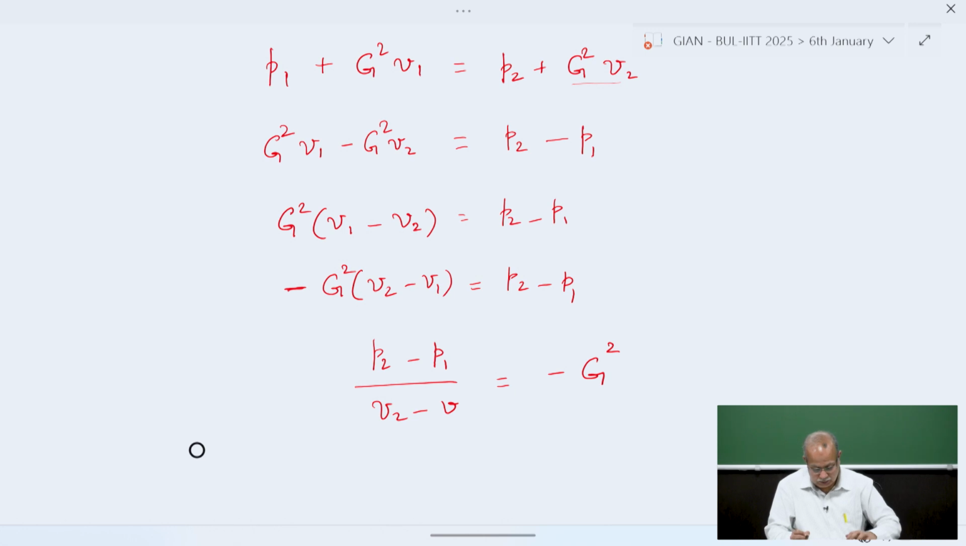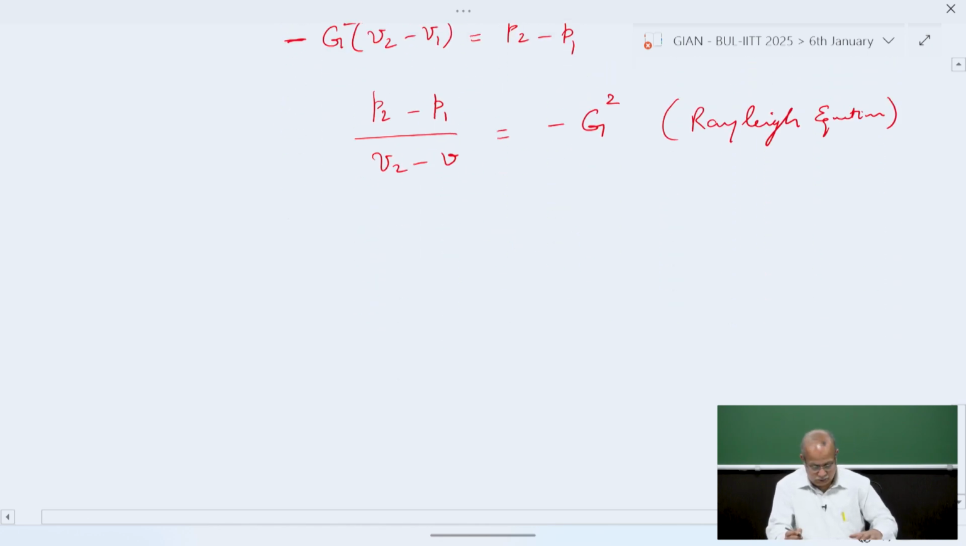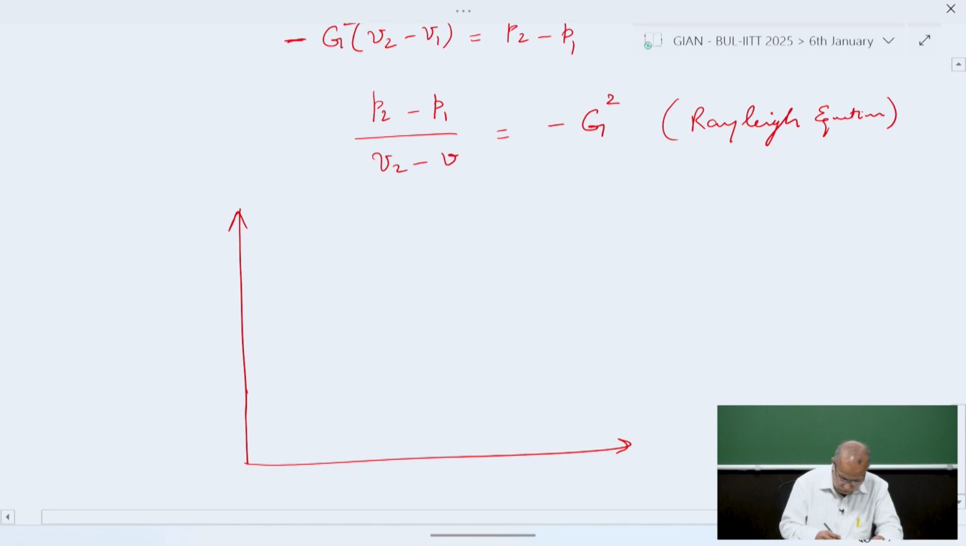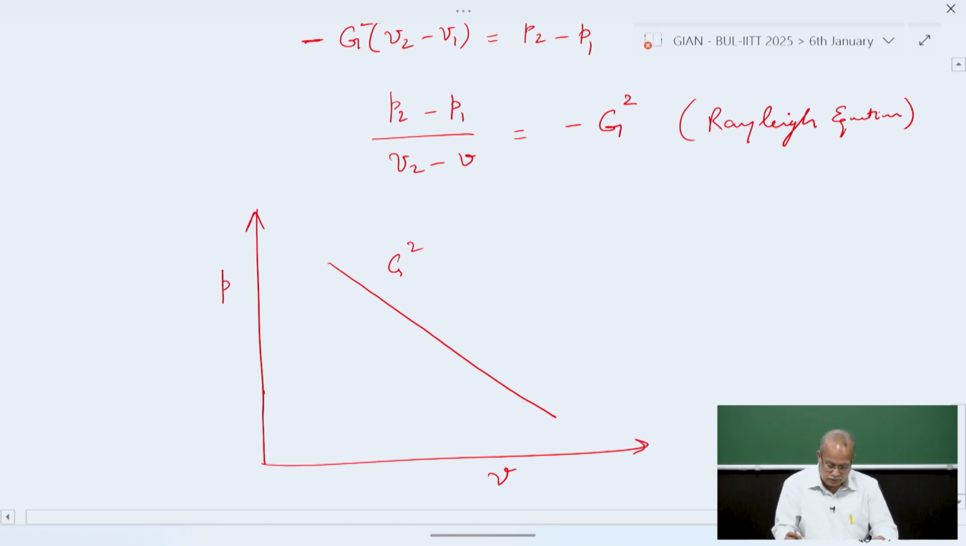This is clear. So this is what we call as the Rayleigh equation. So what it means here is that for a flow with this pressure and specific volume, the mass flux here is because of minus, so this is minus G square. This is the slope, negative slope here, G square. And this is the Rayleigh line. This is the Rayleigh line.